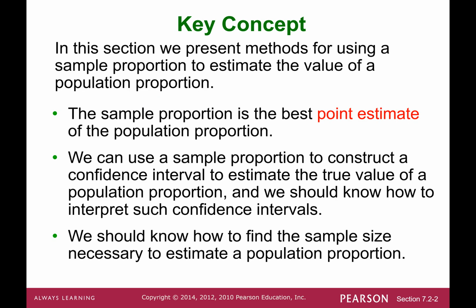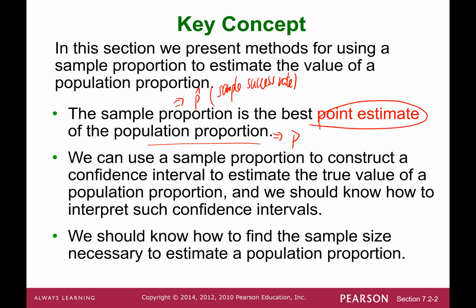In this section, we will use a sample proportion. I typically use p-hat to represent a sample proportion. It is the sample success rate. It's the best point estimate of the population proportion. For the population proportion, we use capital letter P, representing the population success rate.